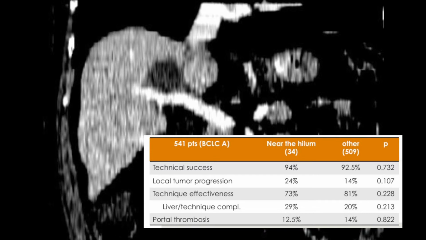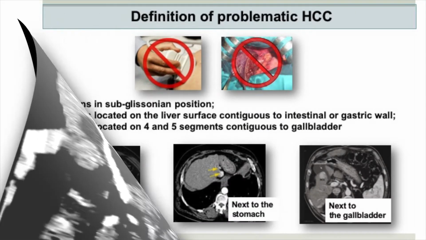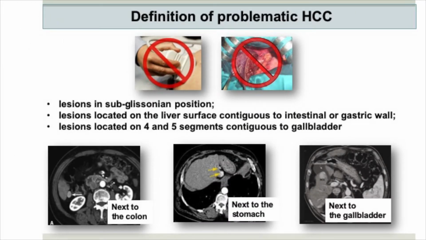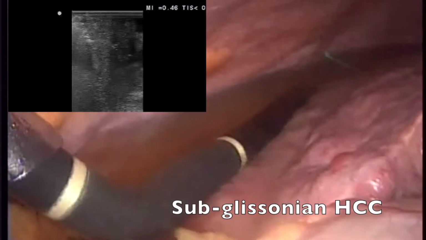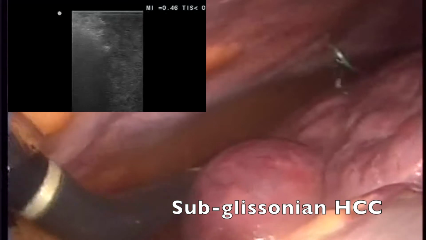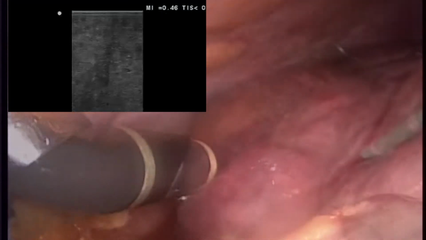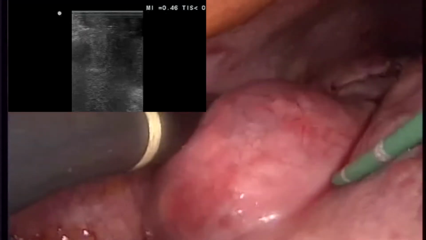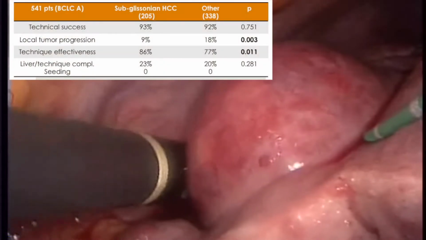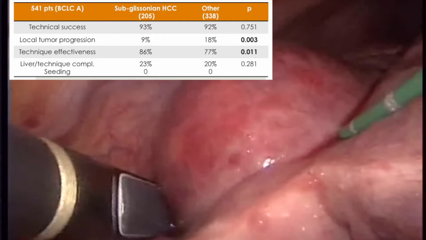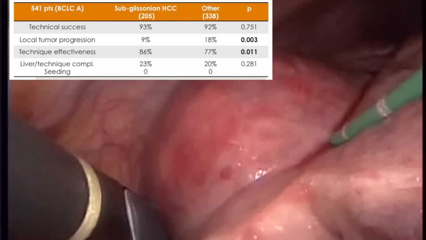In this way, we obtained good results in terms of ablation without increasing the risk of complications. Superficial lesions are the best indication for the laparoscopic approach. Also, for exophytic lesions, it is possible to perform ablation without risk of nodule rupture. It is important to insert the needle into the lesion through the liver parenchyma. For superficial lesions, it is possible to obtain the best results in terms of local recurrences and technique effectiveness.